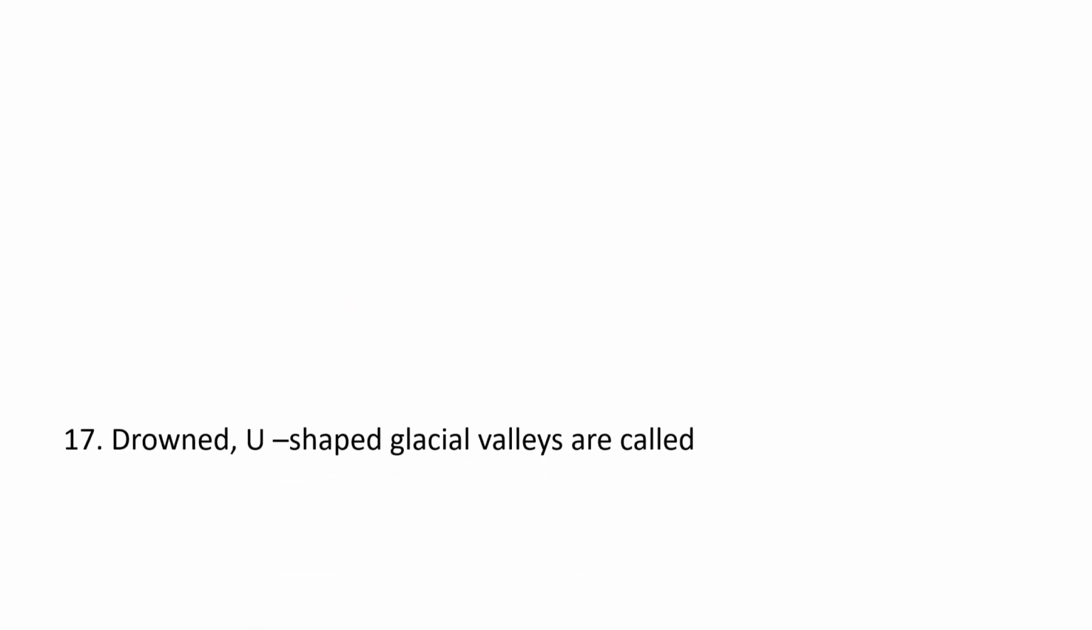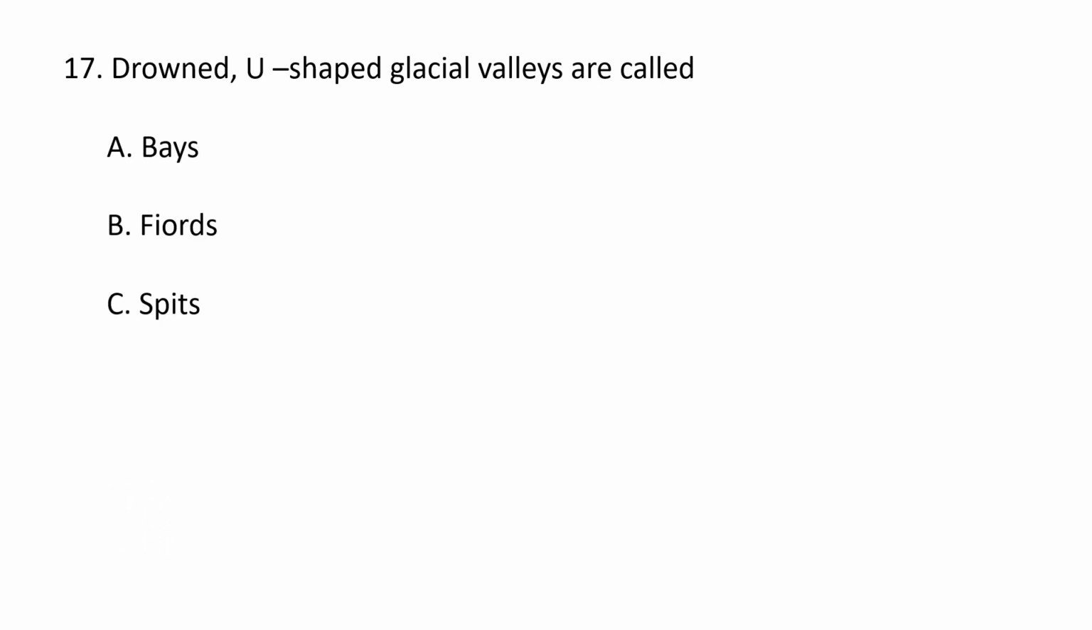Next question. Drowned U-shaped glacial valleys are called: A, bays, B, fjords, C, spits, D, lagoons. So drowned U-shaped glacial valleys are called fjords. Fjords are found along some steep, high relief coastlines where continental glaciers formerly flowed into the sea. They are deep, narrow valleys with U-shaped cross sections that often extend inland for tens or hundreds of kilometers and are now partially drowned by the ocean. B is the correct option.